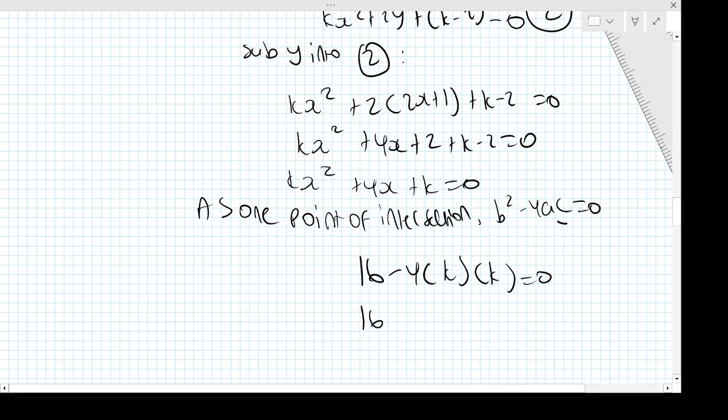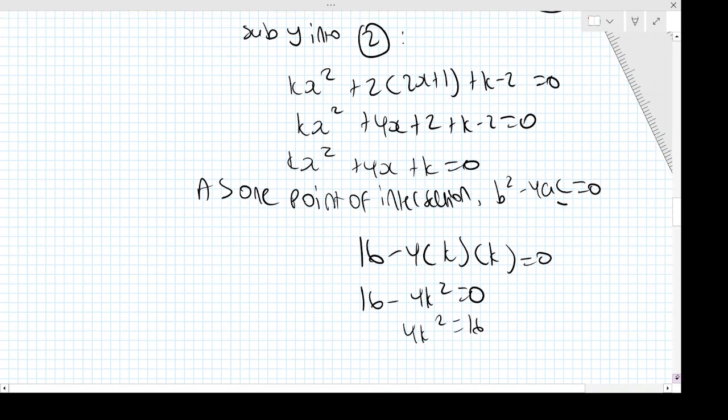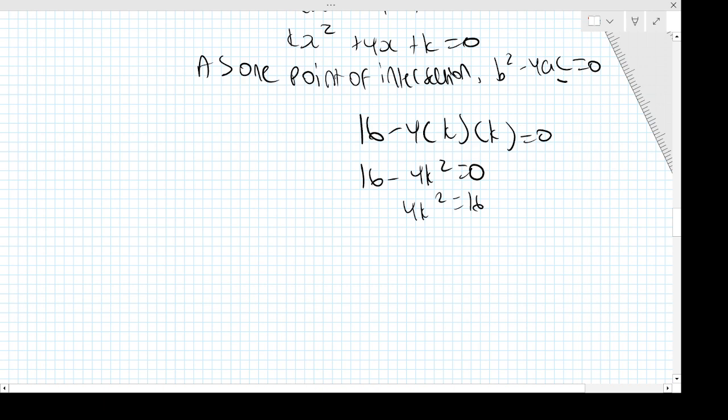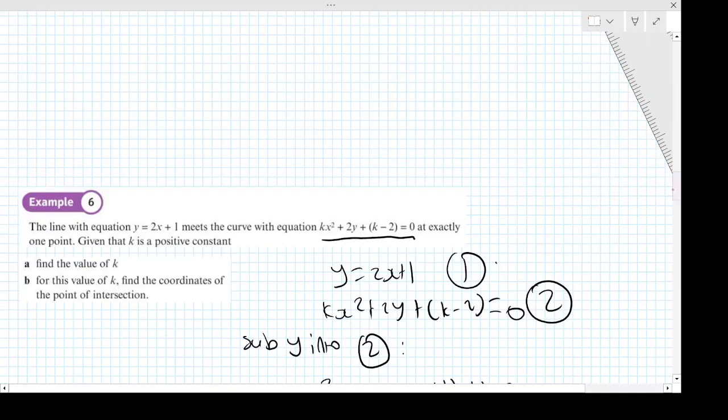Then I can expand this to get 16 minus 4k squared equals 0. Then I can say 4k squared equals 16 by rearranging, by adding 4k squared to both sides. Then k squared divided by 4 will get 4. Then k would be plus or minus root 4, which would be 2. So those are two solutions for k, right?